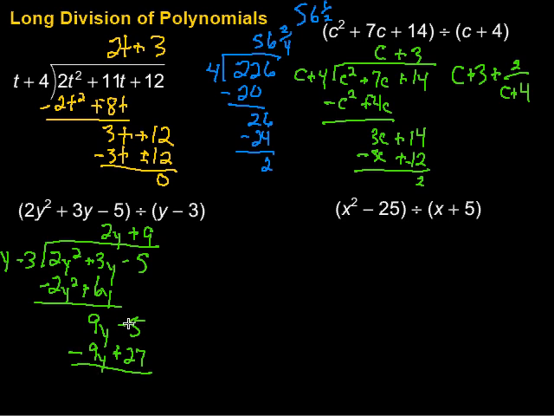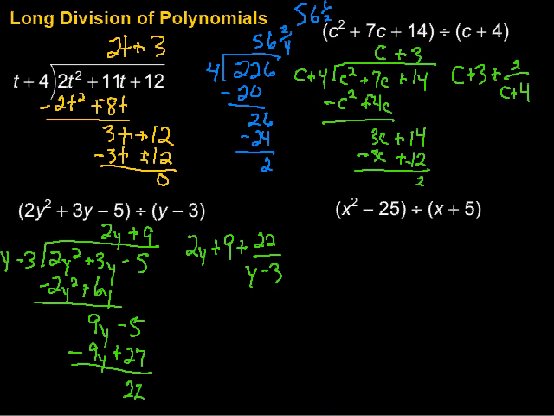Then the y, 9y is gone, that's 0. Negative 5 plus 27, that's going to be 22. Holy cow. Again, we've got another remainder here, and in this case we have 2y plus 9, plus our remainder over what we were originally dividing by, the y minus 3. Okay, so there's that one.